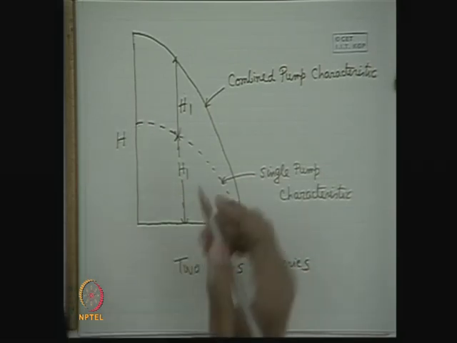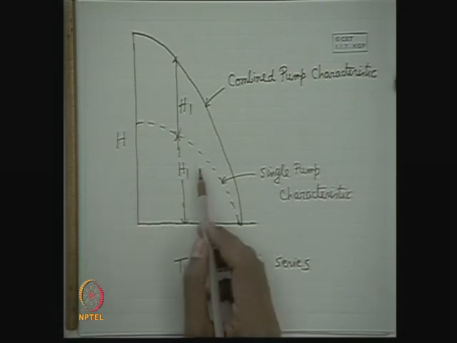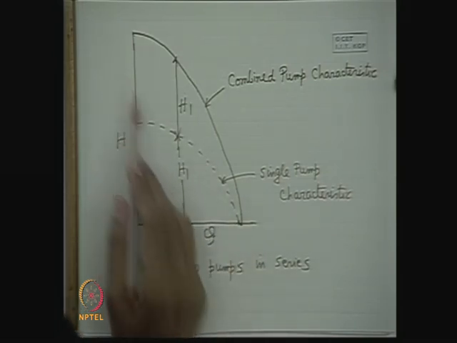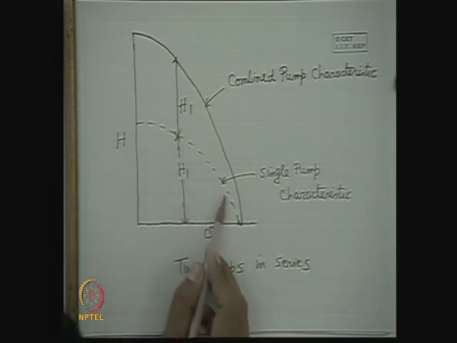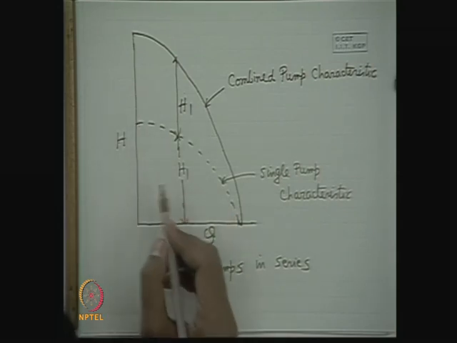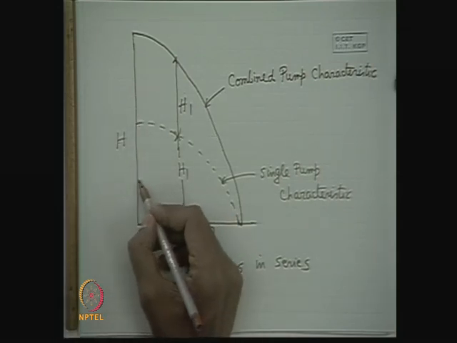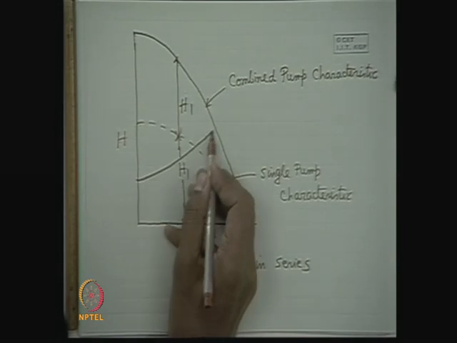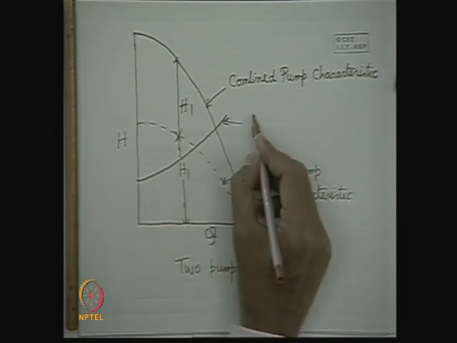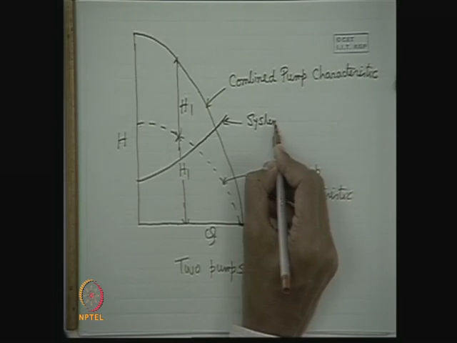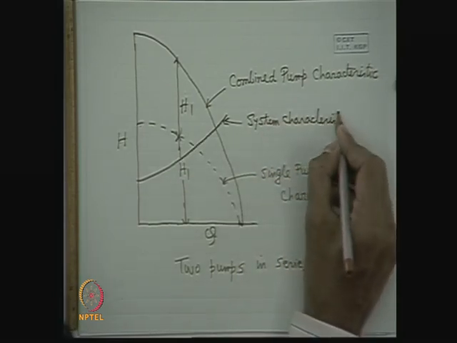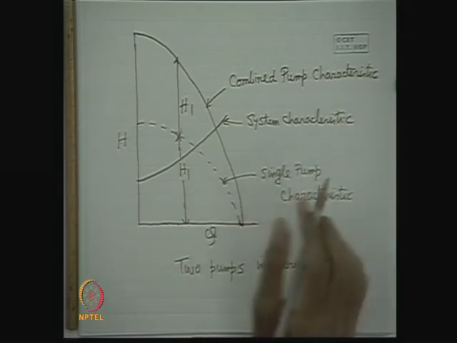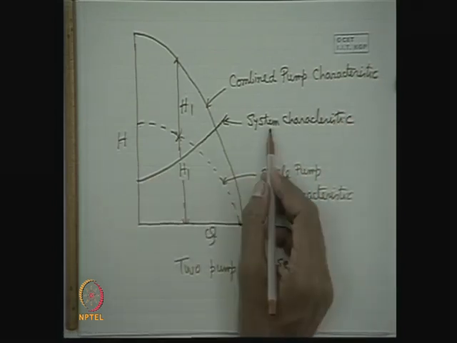Now, as we know, the operating point depends upon the system resistance. That means it is determined by the point of intersection between the pump characteristics and the system characteristics. For example, as we have seen earlier, take the single pump characteristics and suppose this is the system characteristics. What is the system characteristics? It is nothing but the head-discharge relationship for the system, that is, the pipelines and valves to which the pump is connected. It is the head loss in the system for a given flow rate.